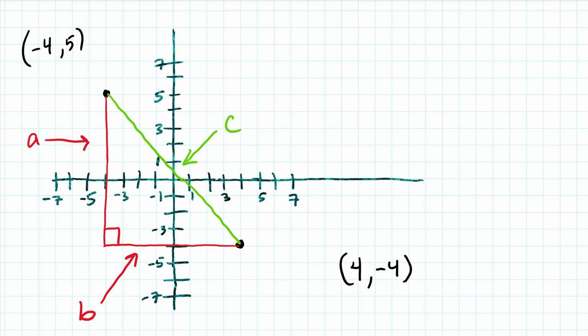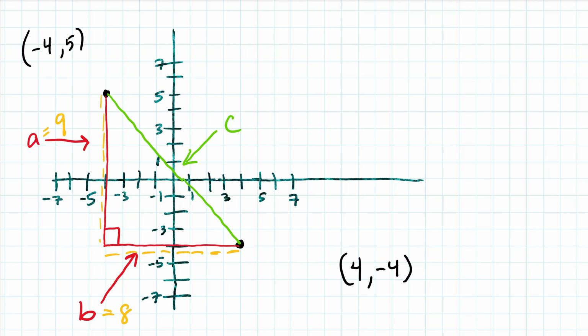Alright, so we can now just figure out how long they are. Just count from -4, 5 going down. It's 1, 2, 3, 4, 5, 6, 7, 8, 9 units. So A is equal to 9. And we can do the same thing for B. So we can say 1, 2, 3, 4, 5, 6, 7, 8. Doesn't matter which direction we go. So that's 8 units. So B is equal to 8.